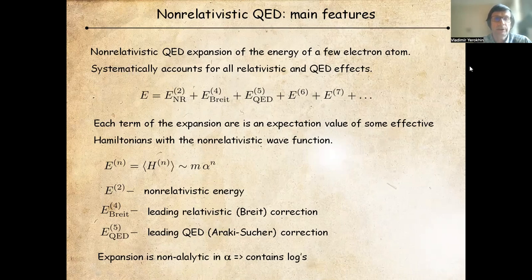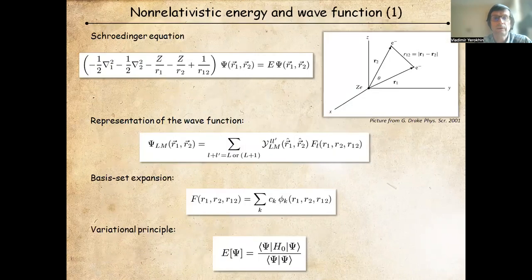Generally, this expansion is quite complicated. It includes some logarithms of alpha, and some effective operators are non-local. The starting point of this expansion is the non-relativistic energy, which is of order m alpha squared. Then there is the leading relativistic correction of order m alpha^4, the leading QED correction, and then higher order QED corrections. So we will now briefly walk through all of these corrections.